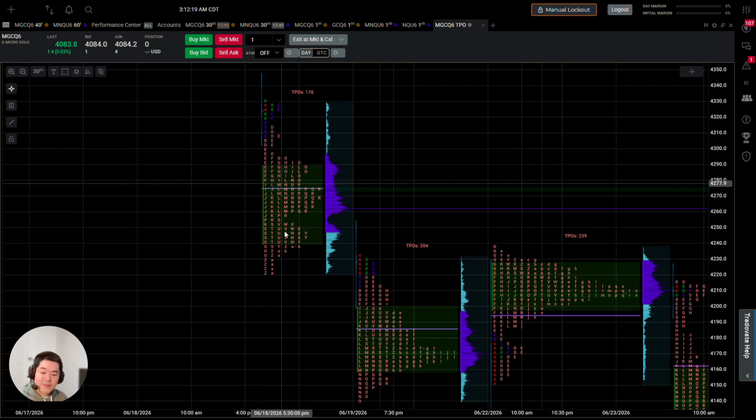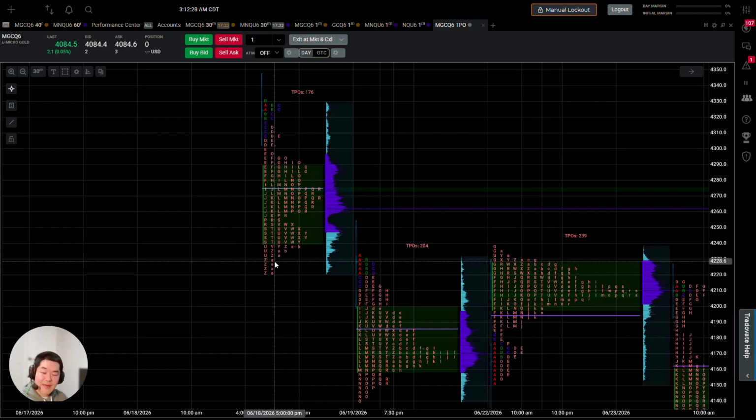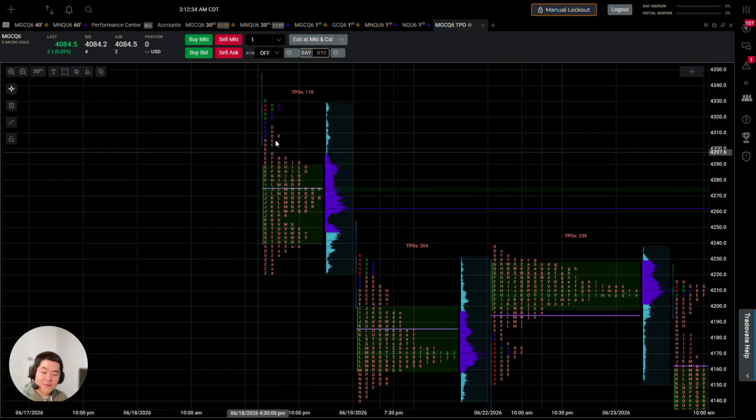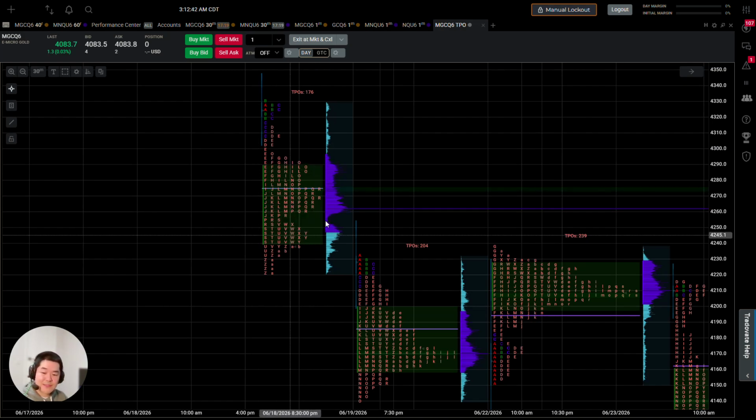So as this is developing throughout the day, you could be looking for buying opportunities near the lows to fade it back inside this range up towards the high of the range. And vice versa, you could be looking for selling opportunities to fade it back into the range where we have value acceptance of the day.